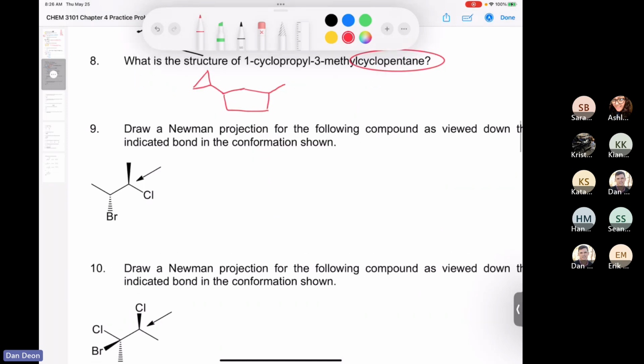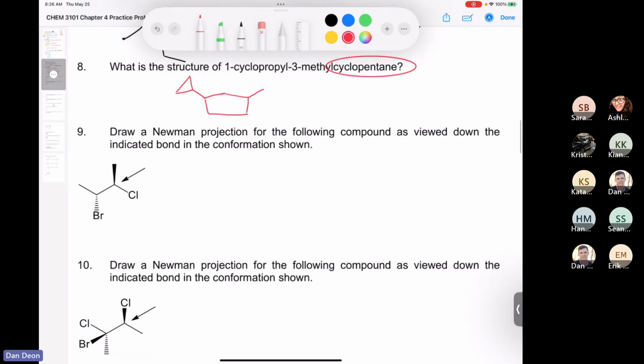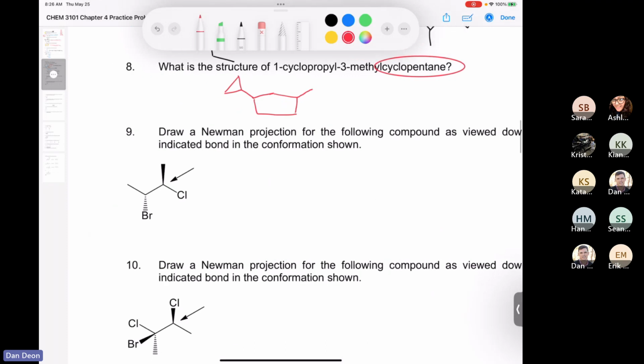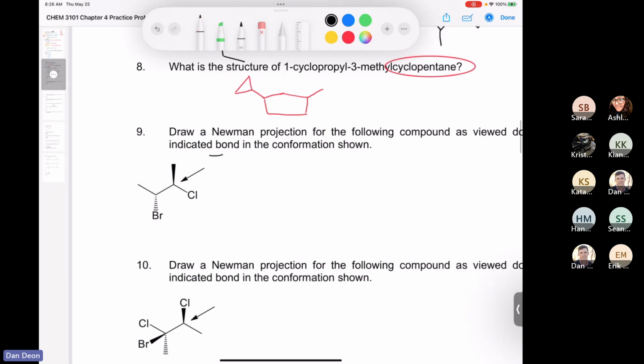Something a little more challenging. We have to draw a Newman projection as if we're looking down this carbon-carbon bond. So we take our eyeball and we look down this carbon-carbon bond. So we're going to start with this carbon in the front, this one in red, and then we have this carbon in the back. So our carbon in the front is going to be this little dot, and then the carbon in the back, remember, is going to be this circle like that.